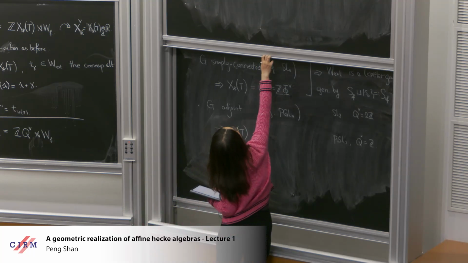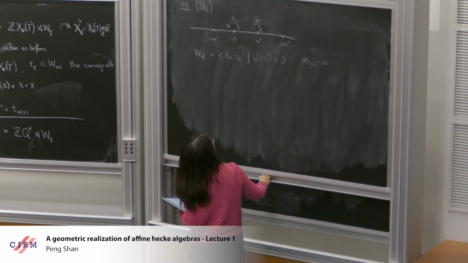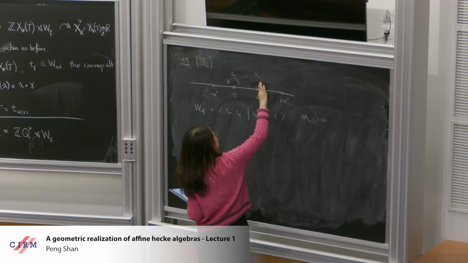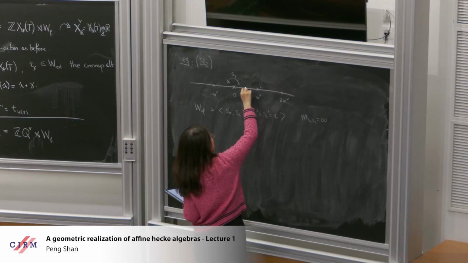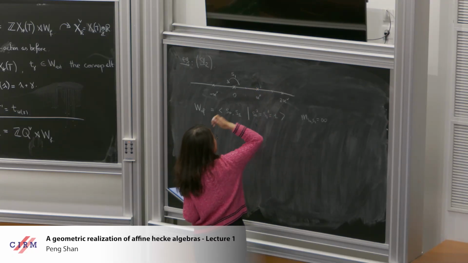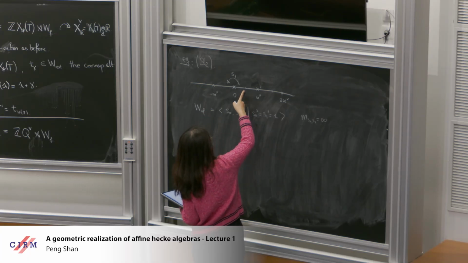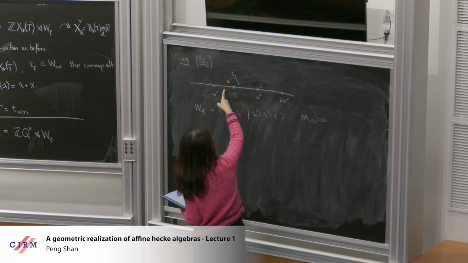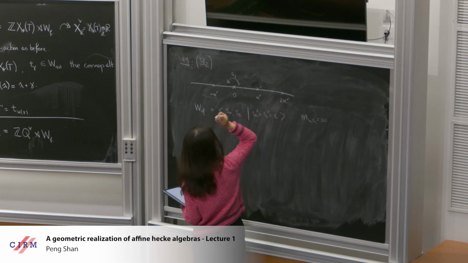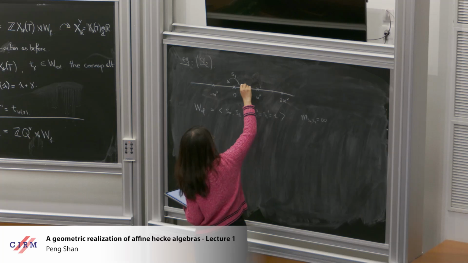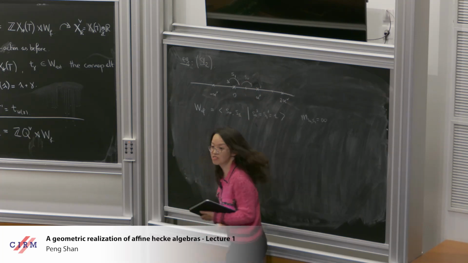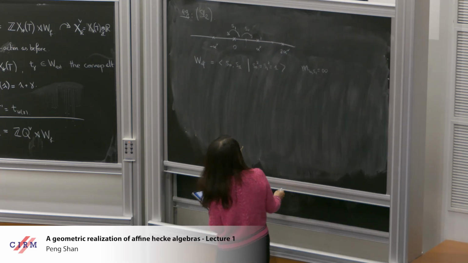Yeah, maybe you're right, yes. Yeah, thank you. So S0 is, I do this, and then I translate by alpha check. Cannot do it in my head. Yeah, I think you're right. So yeah, S0 should be this one. Thanks.